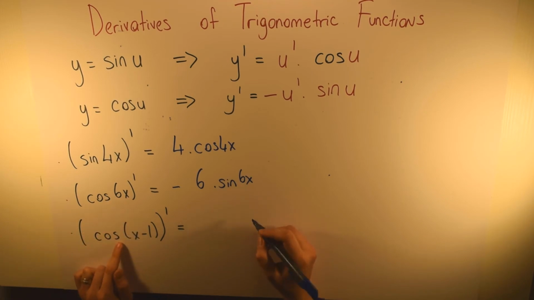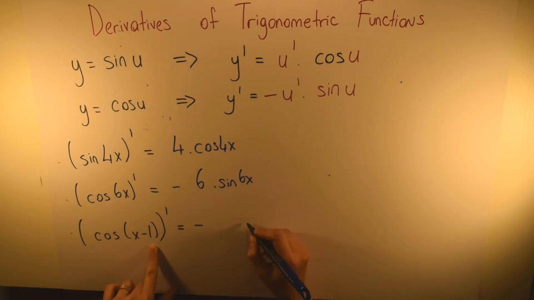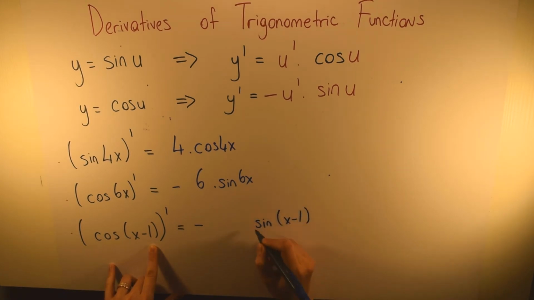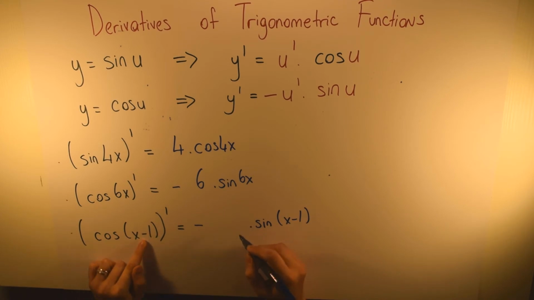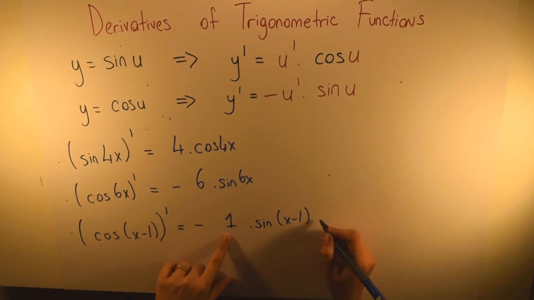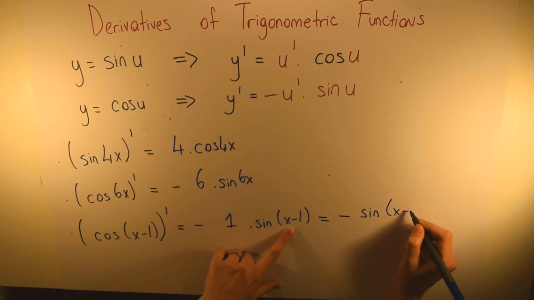Let's look at this one. So here we have the derivative of cosine of x minus 1. Same logic. I know that the derivative of cosine is equal to minus sine, right? So it's minus sine of x minus 1. So I will also take the derivative of this expression, x minus 1. Its derivative is equal to 1, right? We only take the derivative of x, which is equal to 1. So this is equal to minus sine of x minus 1.